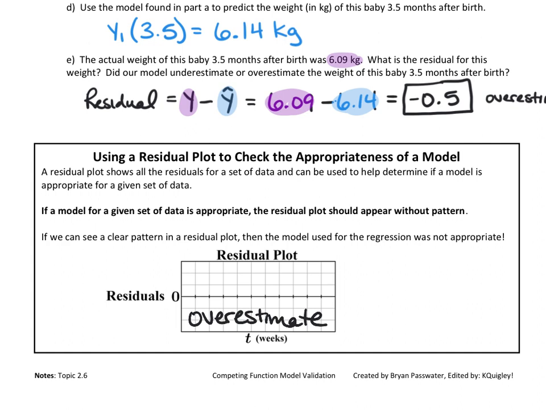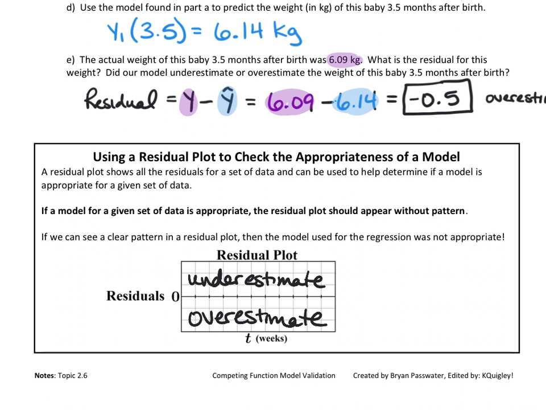Anything above 0 or above the x-axis is going to be an underestimate. And that's again because you're subtracting your prediction from the actual value. So if you end up with a positive number, your actual value was more, so we underestimated it.